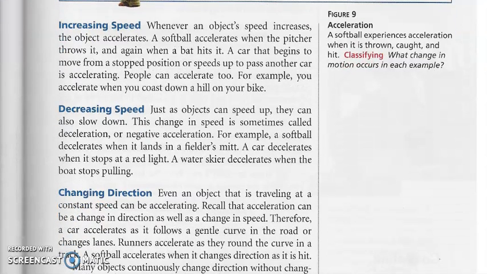Decreasing speed. Just as objects can speed up, they can also slow down. This change in speed is sometimes called deceleration or negative acceleration. For example, a softball decelerates when it lands in the fielder's mitt. A car decelerates when it stops at a red light. A water skier decelerates when the boat stops pulling.